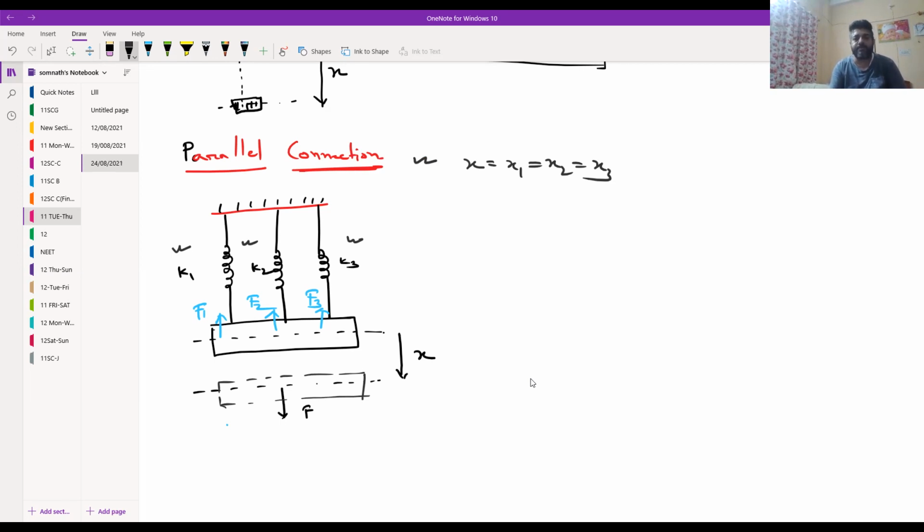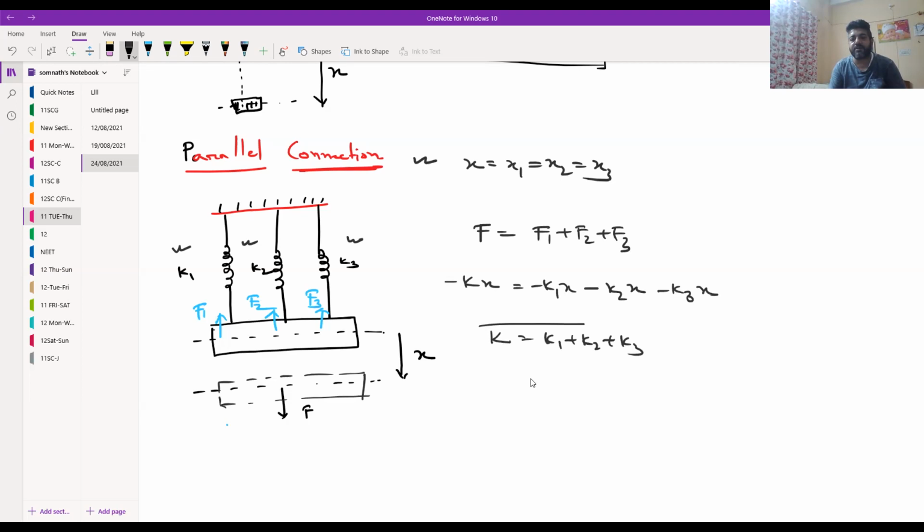Now here the total force is the sum of the individual forces. So minus kx, where k is the equivalent, equals minus k1x minus k2x minus k3x. So k is k1 plus k2 plus k3. Yes or no? Yes, sir. So this is for the parallel connection.